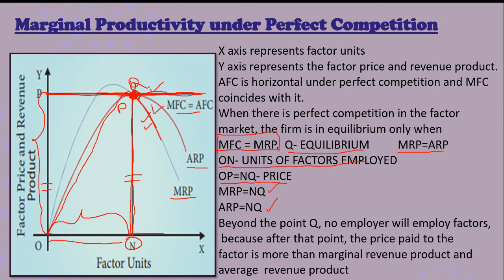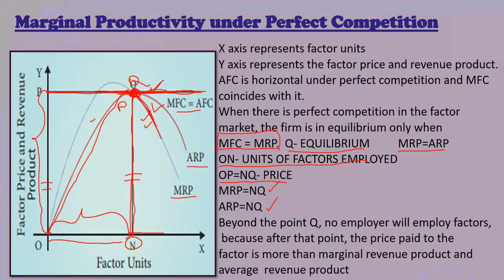பியாண்ட் திஸ் பாயிண்ட் இஃப் யூ சி இட் ஃபால்ஸ் டவுன். தட் மீன்ஸ் the cost is more but the revenue is less. இந்த சைடும் பார்த்தனா இங்கெல்லாம் cost is more, the revenue is less. So this is the point of equilibrium. Beyond Q, no employer will employ factors because after that point, the price paid to the factor is more than the marginal revenue product and the average revenue product. So beyond this point, nobody will employ the factors of production because the cost is more than MRP and ARP.